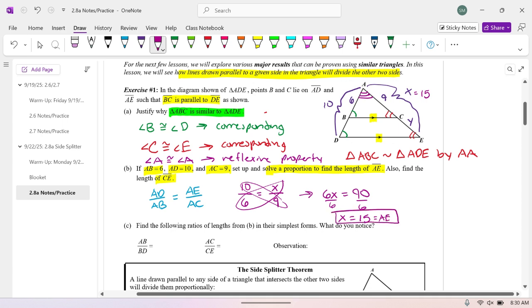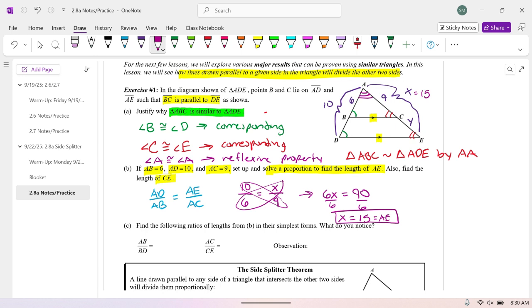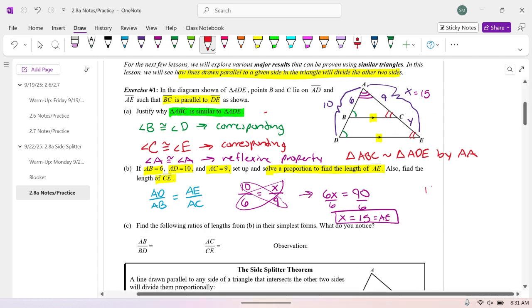Now, how can I use that information to give me CE or Y? 15 is the whole, 9 is a part of the whole, CE is the other part of the whole. So if we do 15 minus 9, that'll give us Y. So Y is equal to what? 6. So that is CE. So this is equal to 6.